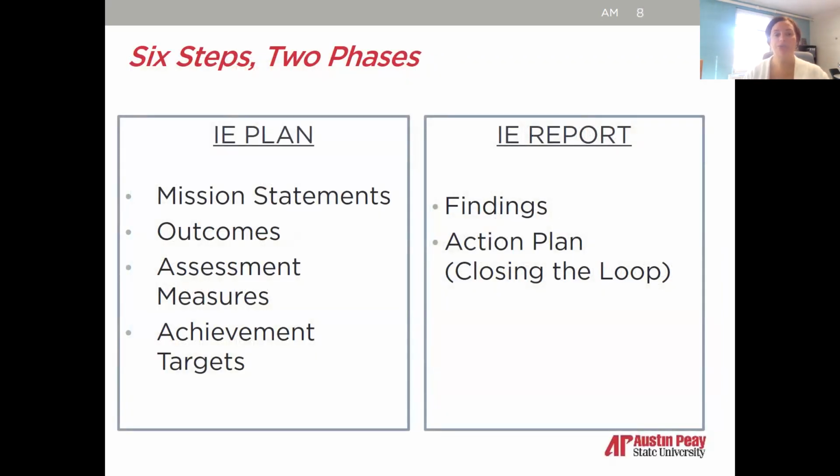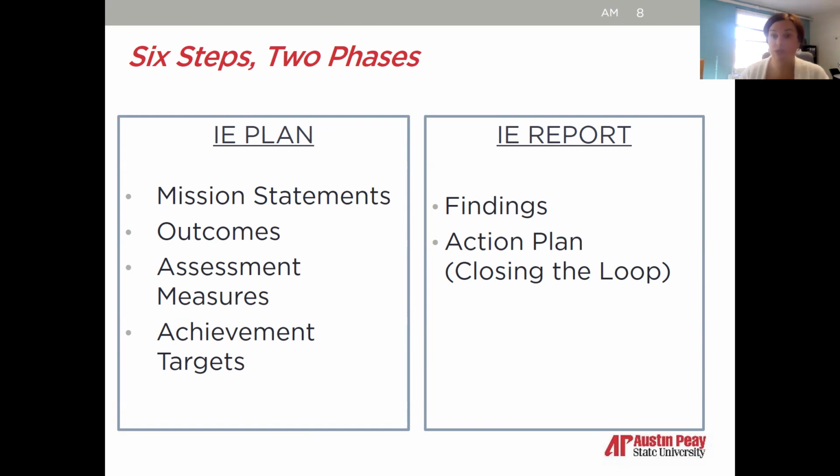So at APSU, there's basically two big chunks of institutional effectiveness planning and reporting. One is the plan, which is what we're talking about today in terms of what we're asking you to submit for next year, for 22-23, on that Word form. And that's these elements: a mission statement, your outcomes, the measures of those outcomes, and achievement targets for each of those measures. That's the portion that we call the plan.